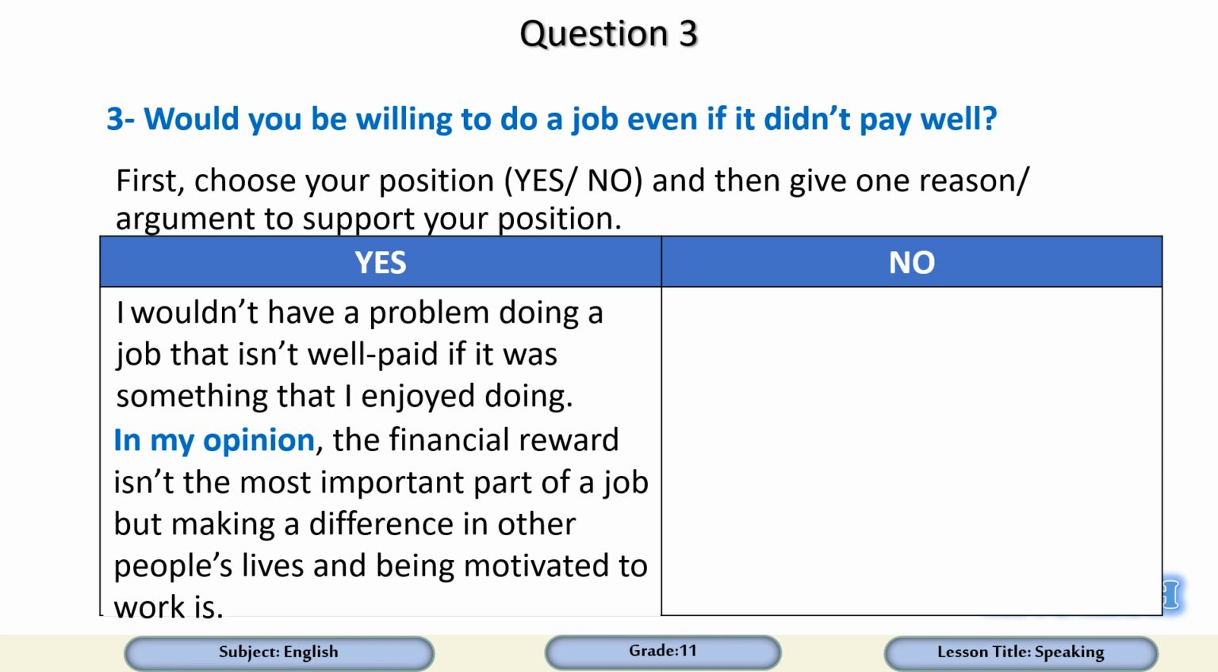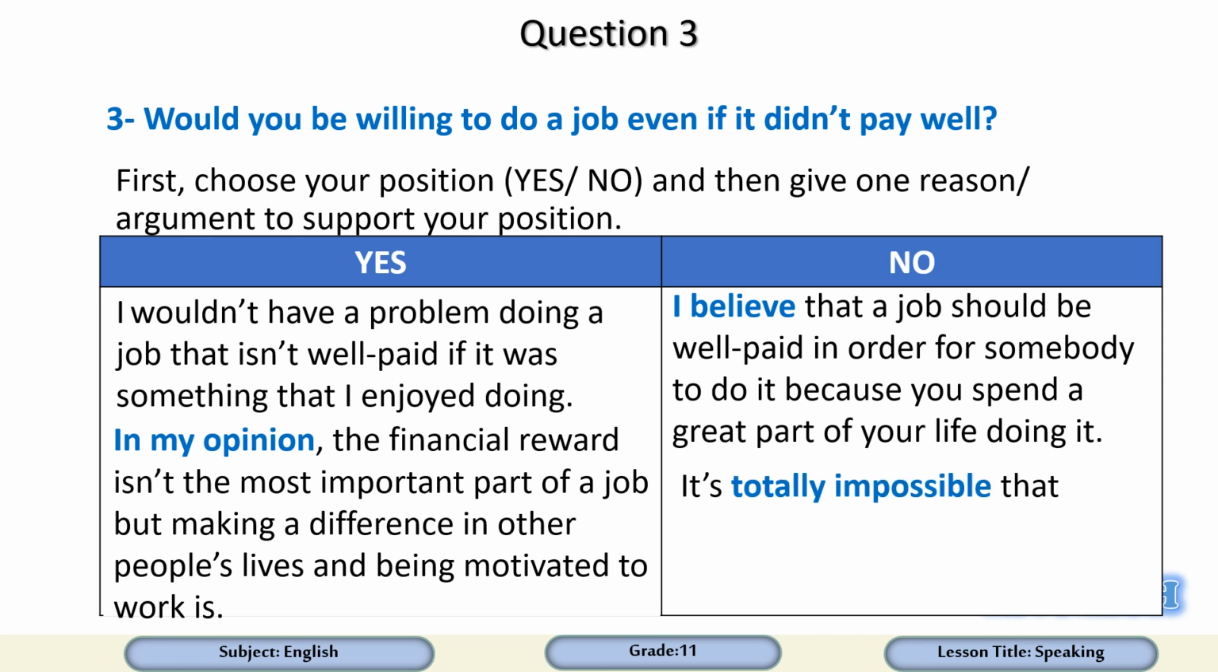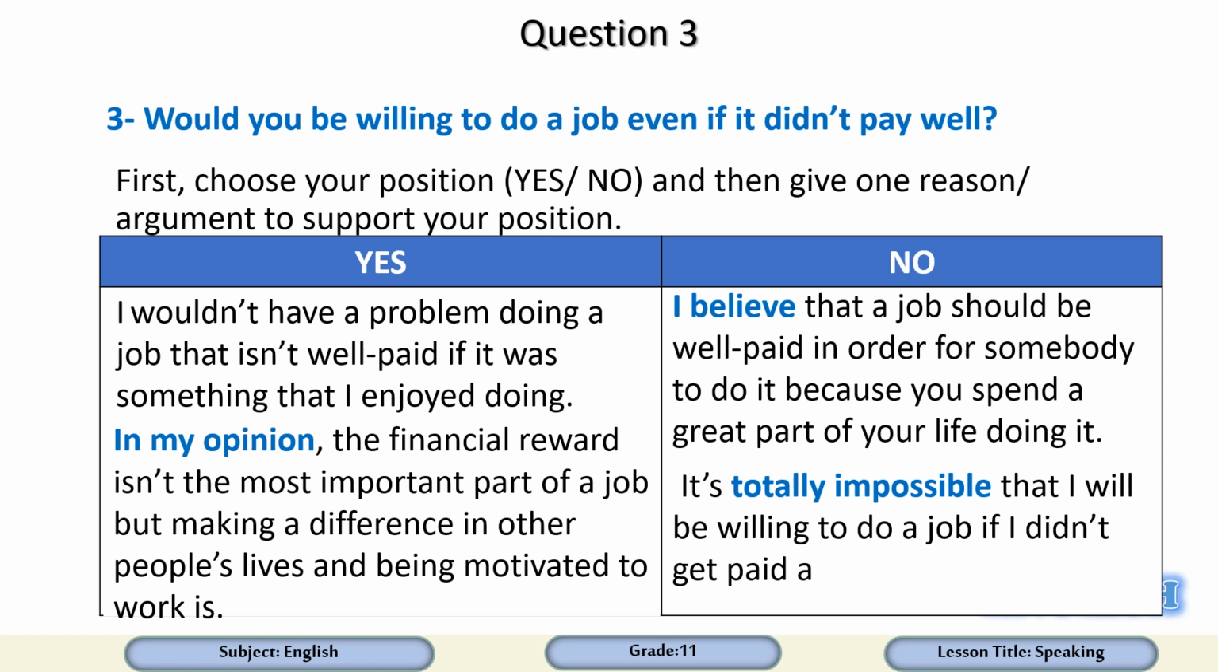Let's now look at an answer with no. I believe that a job should be well paid in order for somebody to do it, because you spend a great part of your life doing it. It's totally impossible that I will be willing to do a job if I didn't get paid a decent salary.